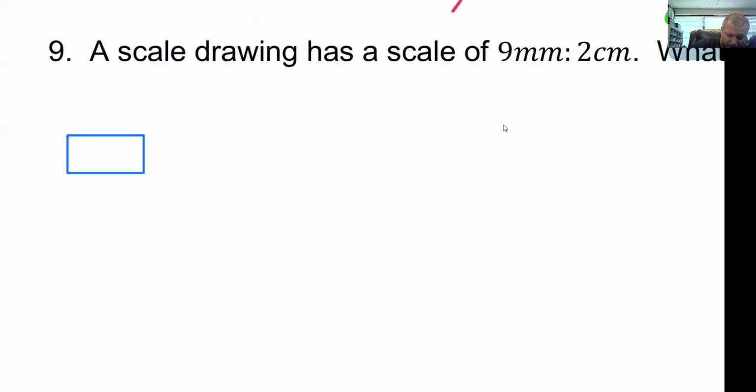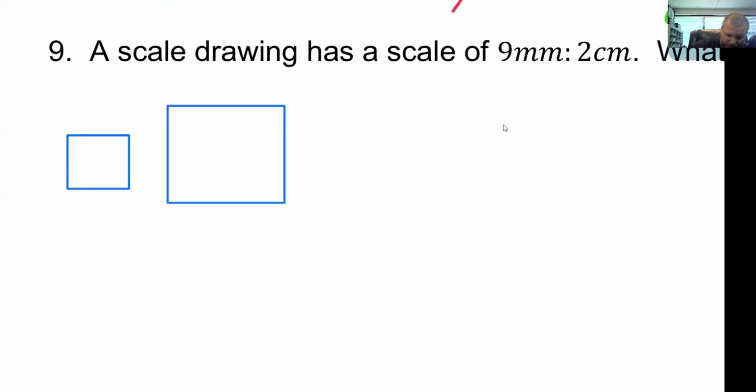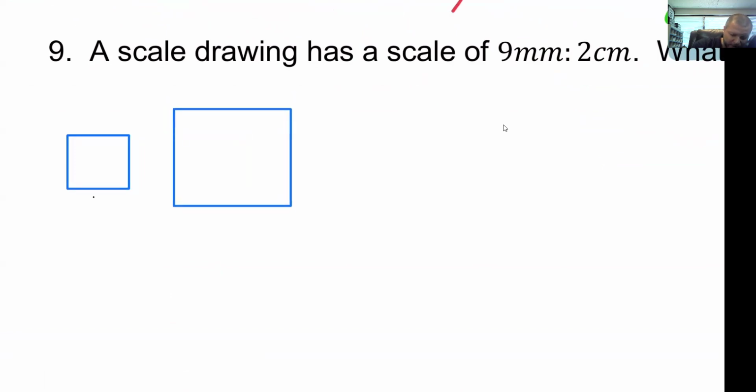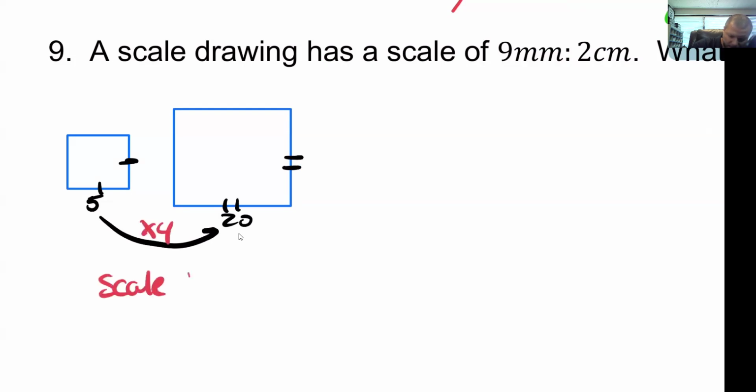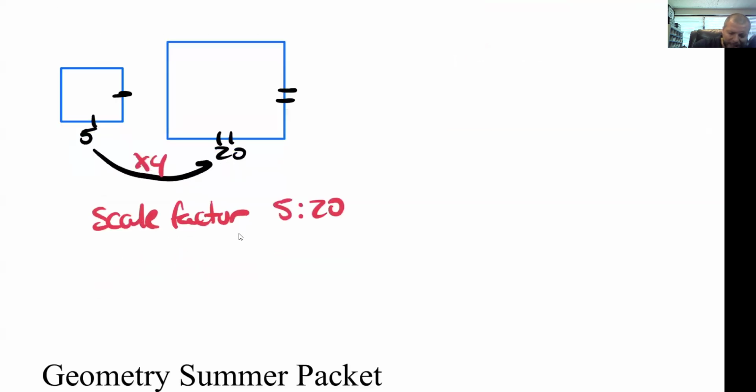Suppose I had, I'll go with the square, just to make things a bit easy. Suppose I have a square and I have a second square. Suppose every side of this square was, say, 5, and every side of this square was 20. To get from 5 to 20, we would just have to multiply by 4. So we'd say the scale factor between the smaller square and this bigger square would be 5 to 20, which we can easily reduce down to 1 to 4. That's what that 4 represents, the scale factor.